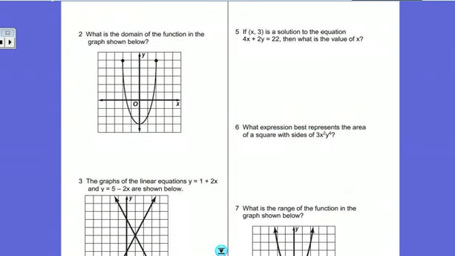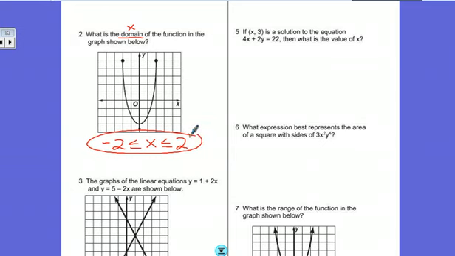2 is domain. So remember, domain is your x's. So if I look here, the furthest left this graph goes is right here, which is at -2. And then remember, the symbols are always like this, and because we have a closed circle, it has a line underneath it. And then over here we also have a closed circle, and the furthest right this graph goes is +2. So -2 to +2.